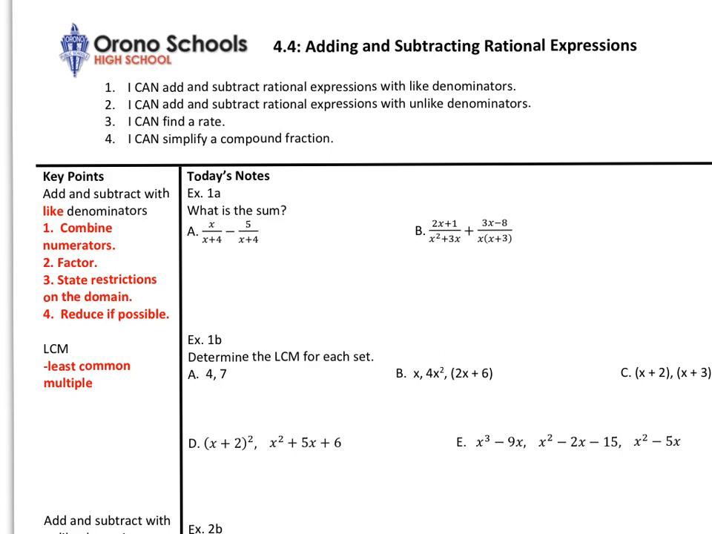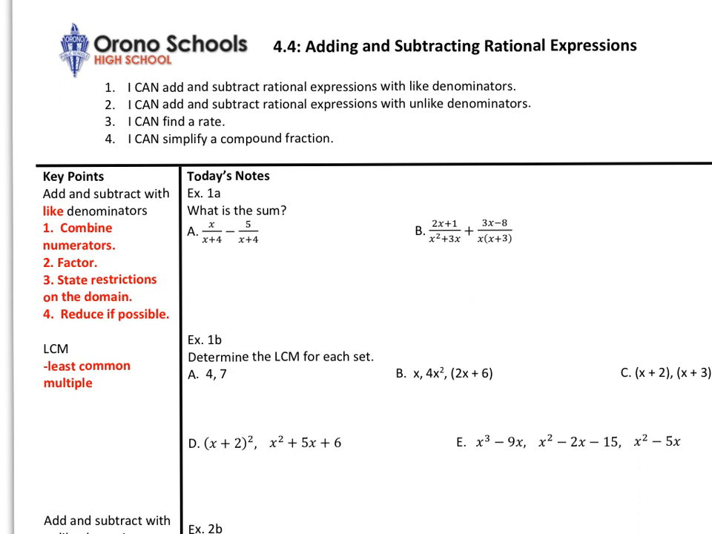When you add or subtract with a like or common denominator, the first thing you're going to do is simply add the numerators together or combine them. Once you have just one fraction on top and bottom, we'll factor, very similar to what we did in 4.3. We'll state restrictions in our domain, and then we'll reduce if possible. So this should sound very similar to what we did in our last lesson. Let's take a look at the examples on the right.